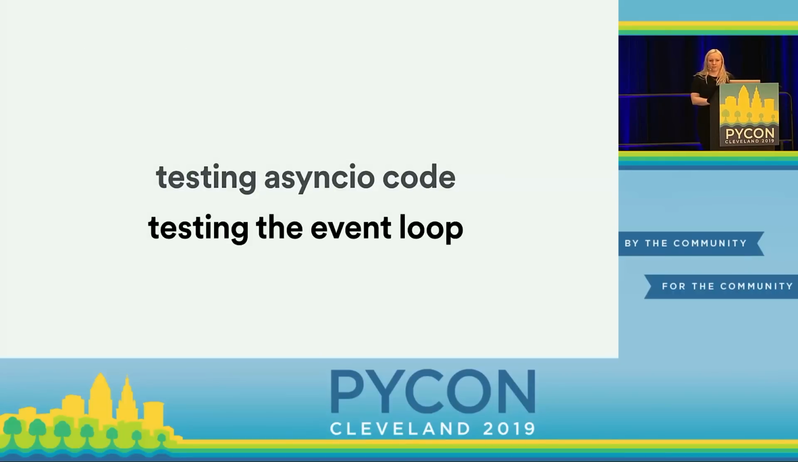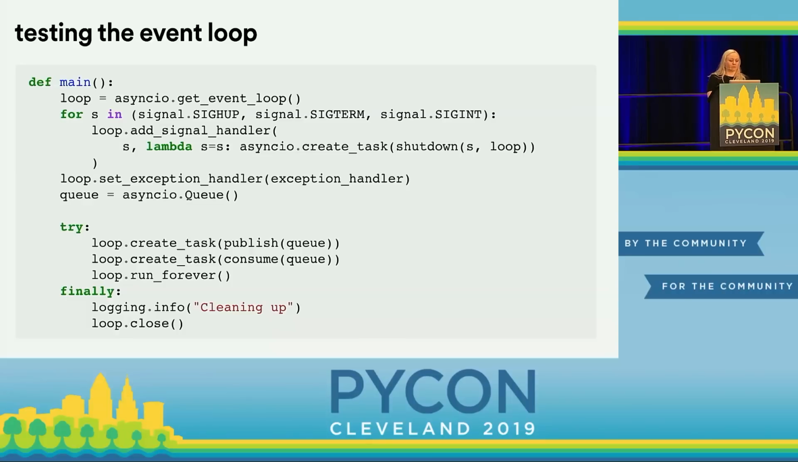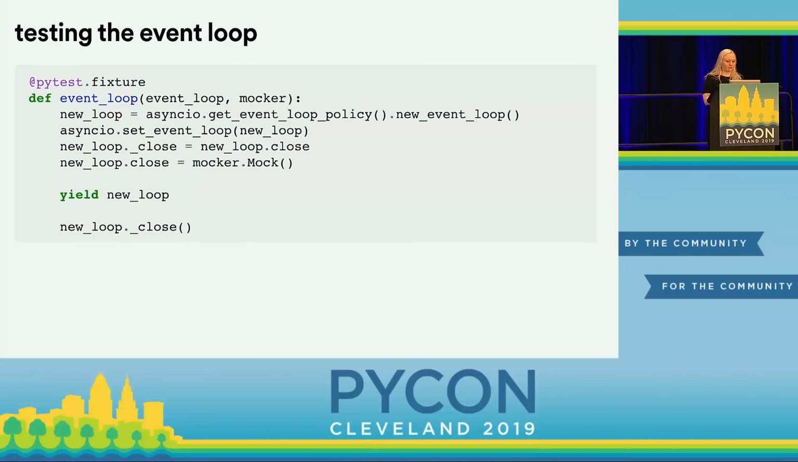So I hear that you're wanting to get 100% test coverage, just like me, which can be difficult for our main function. So we set up the signal handling and exception handling, and we create a few tasks, and then we start and close the loop. We can't exactly use the event_loop fixture that the pytest-asyncio library gives us. We need to manipulate that fixture that ends up getting injected into our code.